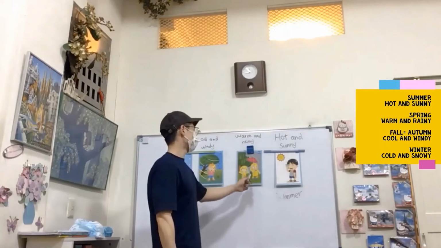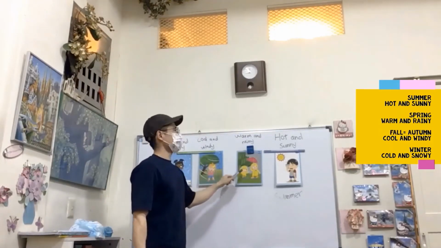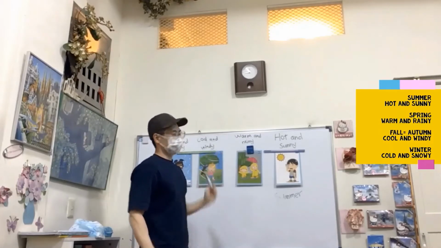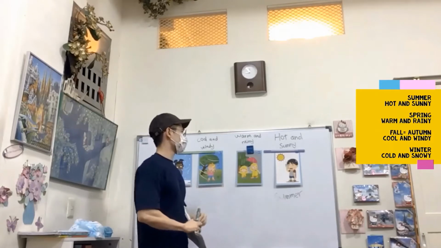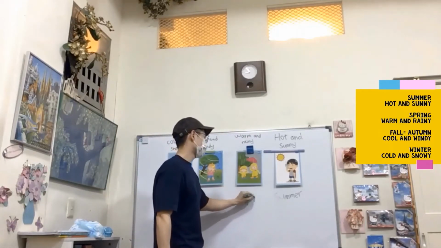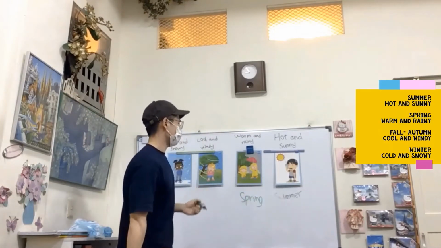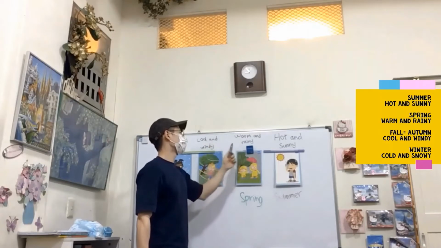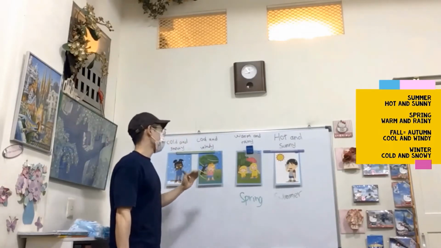Alright, so how about the second one? This picture here. Which season do you think it is? Alright, so let me tell you the answer. It is in spring. S-P-R-I-N-G, spring. In spring, the weather is usually warm and rainy. Alright? Okay, let us move on to the next one.